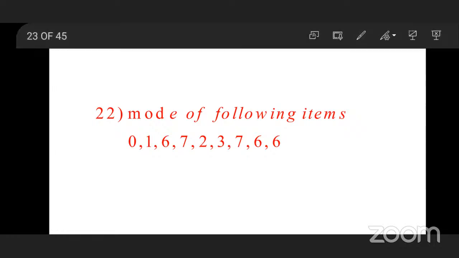Next problem, the mode of the following items. The mode problem is only for MSET level. It does not come in JEE. What is the mode? Mode means the most repeated number. What is the most repeated number here? 0 is only one time, 1 is only one time, 6 is how many times here?